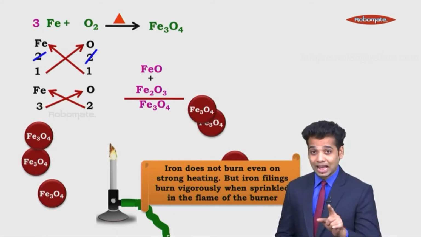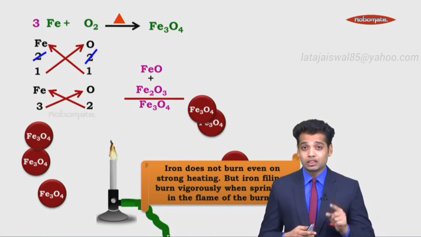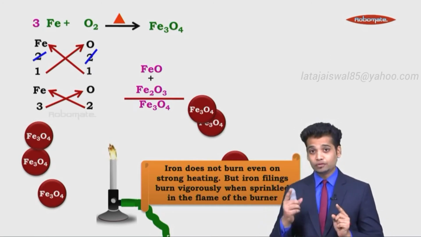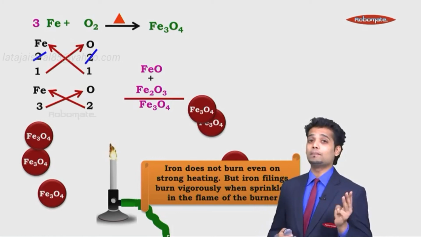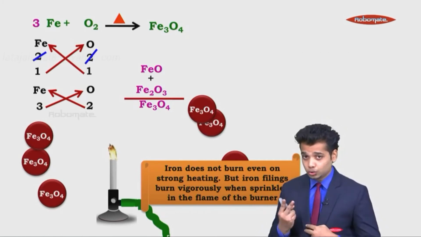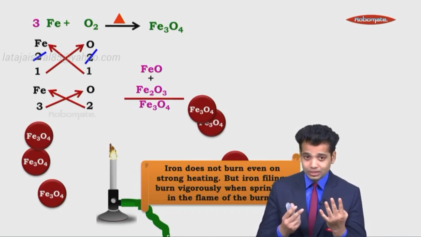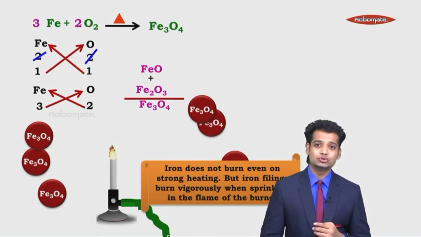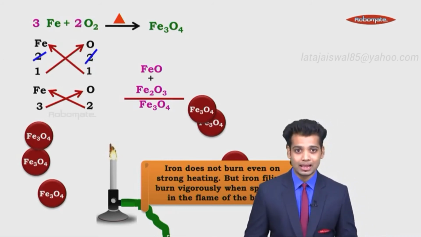Let's balance the reaction. As I said, you'll tend to forget the balancing part of the reaction. So Fe was 1 and Fe was 3. So I multiplied Fe by 3. O is 2 and O is 4. So you multiply this 2 by 2, making the reaction balanced.